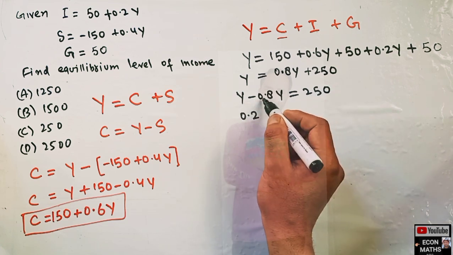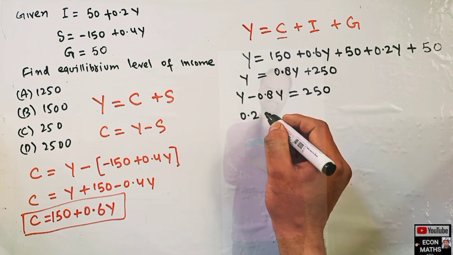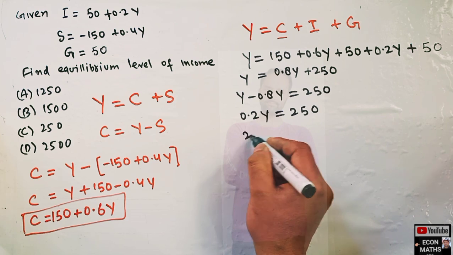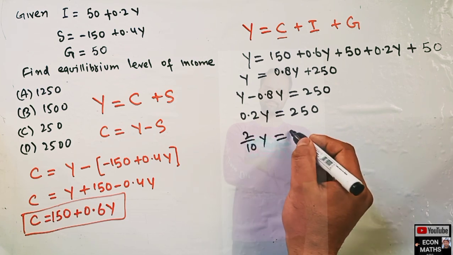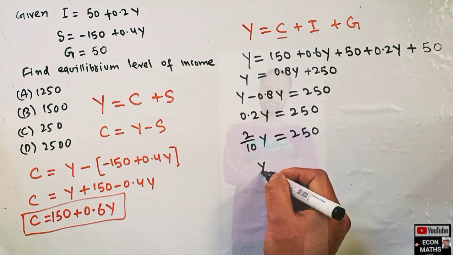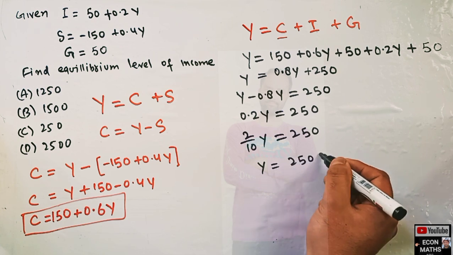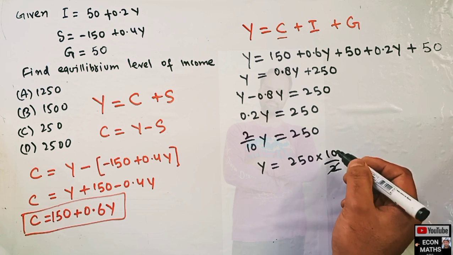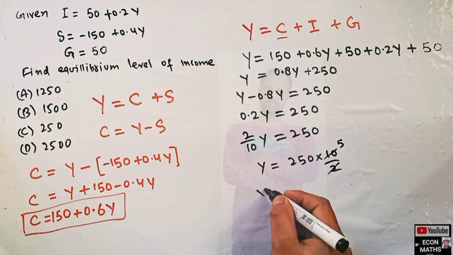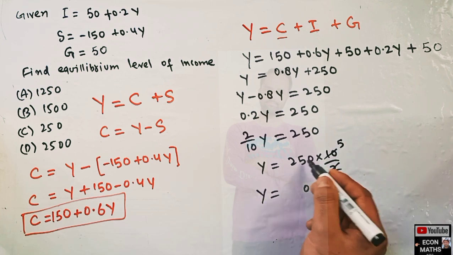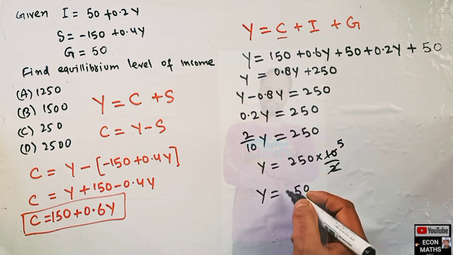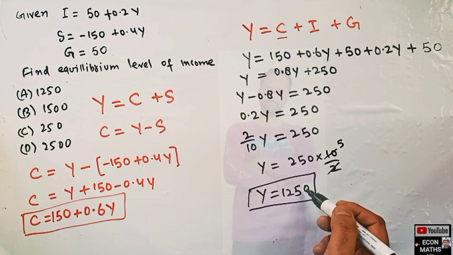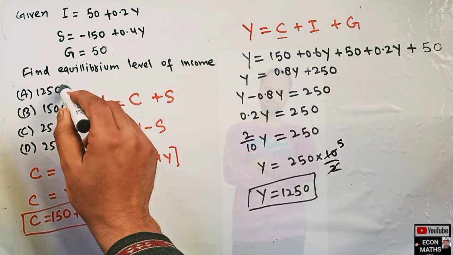When subtracting 0.8y from y, we get 0.2y equal to 250, which implies 2 upon 10 y is equal to 250, so y is equal to 250 into 10 upon 2. 2 ones are 2, 5 zeros are 0, 5 fives are 25, 5 twos are 10, 11, 12. The equilibrium level of income will be 1250, so the correct option should be option A.